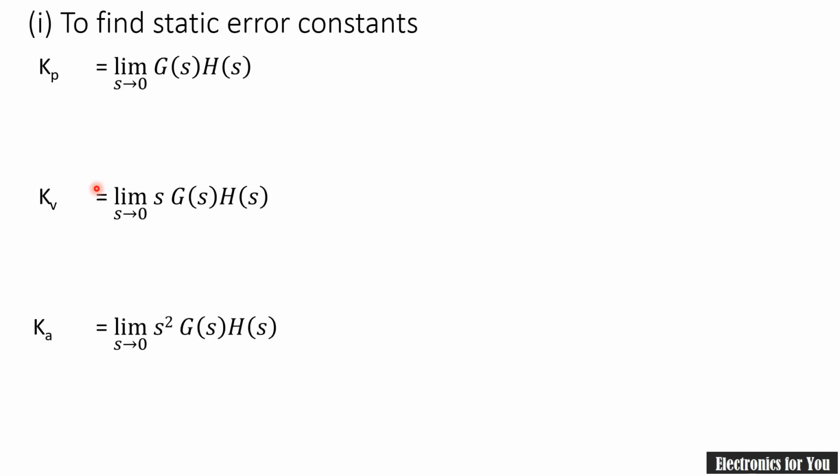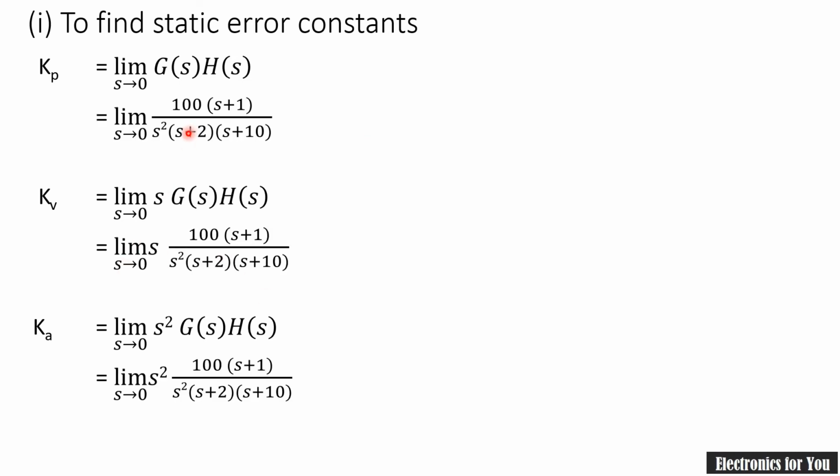Now let us find the static error coefficient. The formula for this is that Kp equals limit S tends to 0 of G of S into H of S. For Kv, S will be multiplied here, and S square will be multiplied for Ka. Now just put the value of G of S into H of S. We have already calculated it, and after putting this value, we will get equations like this.